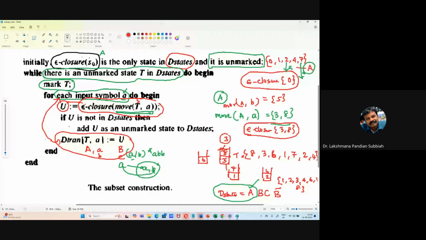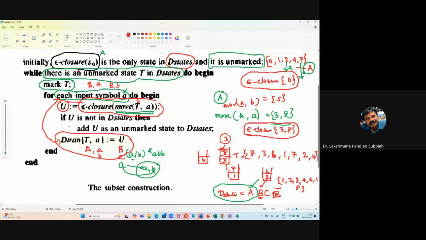So this for loop is over. Then we have to take any unmarked state. The unmarked states currently are B and C. Now you have to take B for further processing. For B, you have to consider all inputs. So from B, you have to find out B by A and B by B. After completing that one, we are getting a new state D. So D is also included, and then you take that D here.